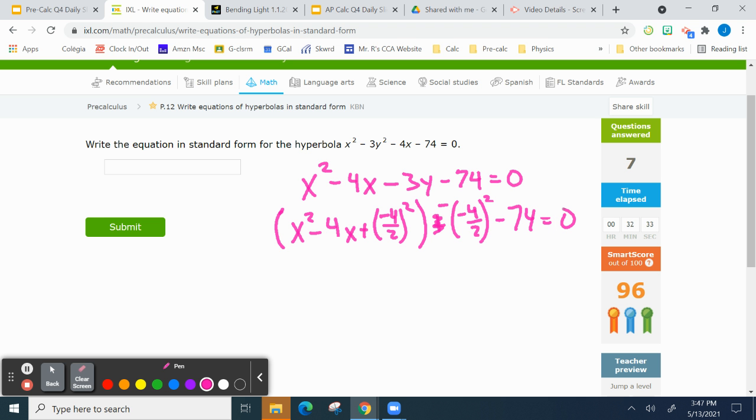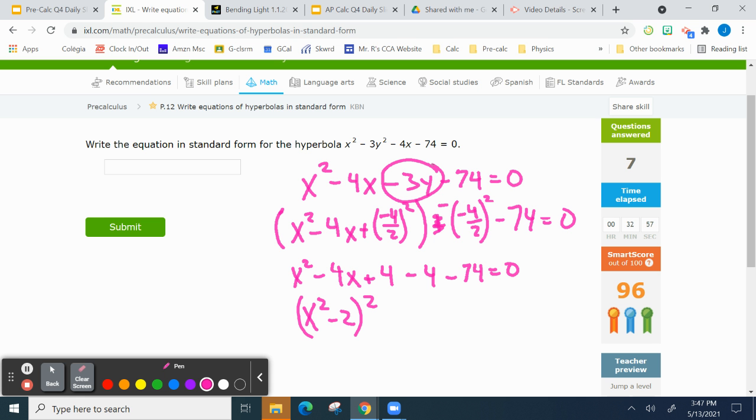And this turns into x squared minus 4x. Negative 4 over 2 is negative 2 squared is 4. So that's going to be plus 4, and that's going to be minus 4, and that's going to be minus 74 equals 0. And this is going to turn into x squared minus 2 squared. Oops, guess what I left out altogether there? Minus 3y. Negative 74 minus 4 is negative 78. So that's going to be equals 78 over there.